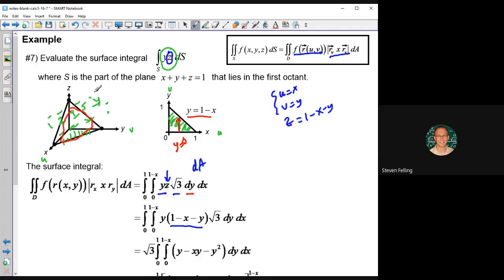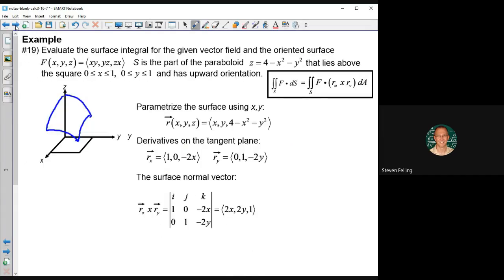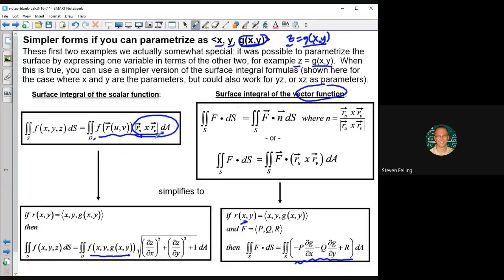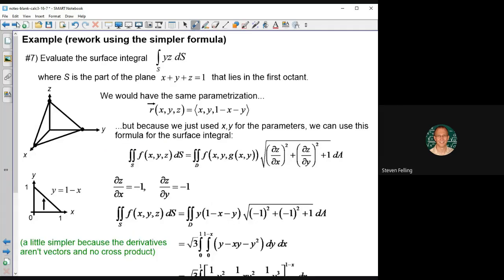Now, let me show you that same example done, except using the simplified version. We said that in this event where we were able to parameterize z, picking x and y as the parameters and parameterizing z in terms of those, we should be able to use the simpler version of this. Instead of going through the trouble of finding the r prime and taking the cross product and the magnitude like we just did, we can just jump to this memorized expression, basically. So let me just do the same one this way.